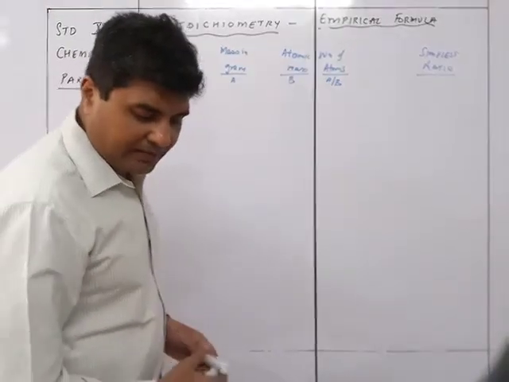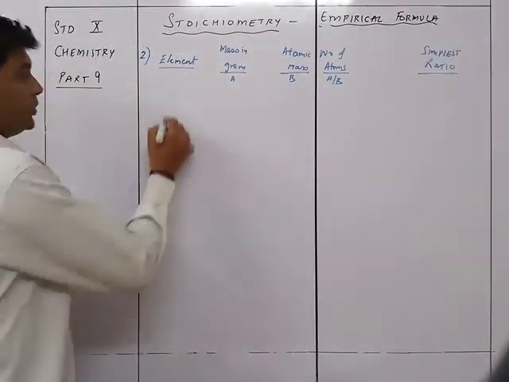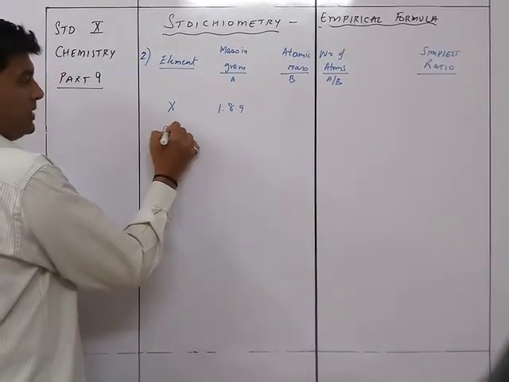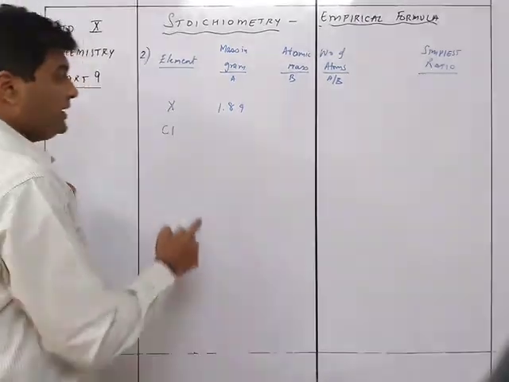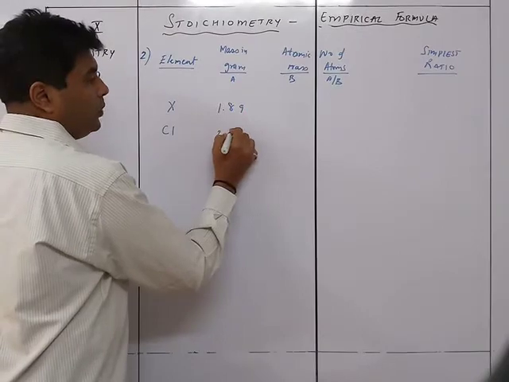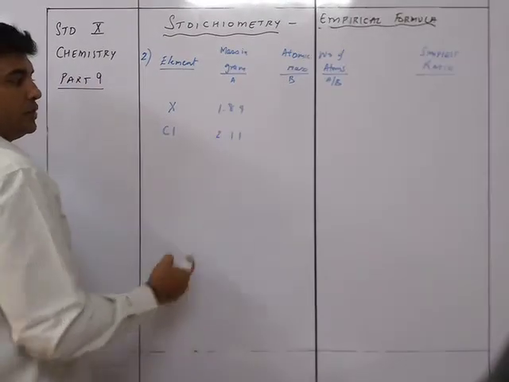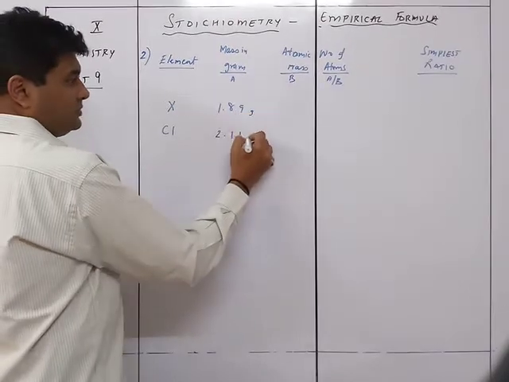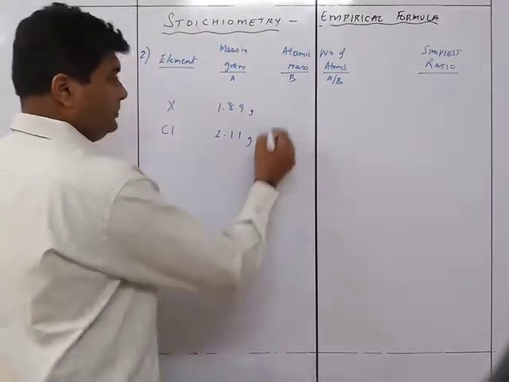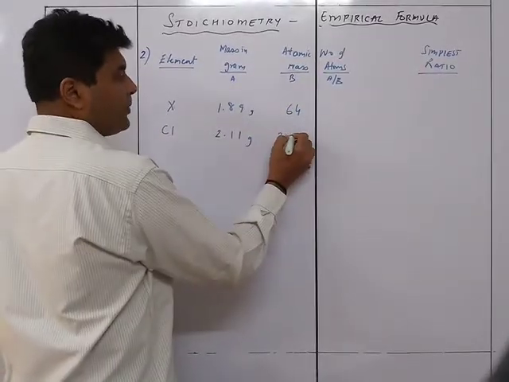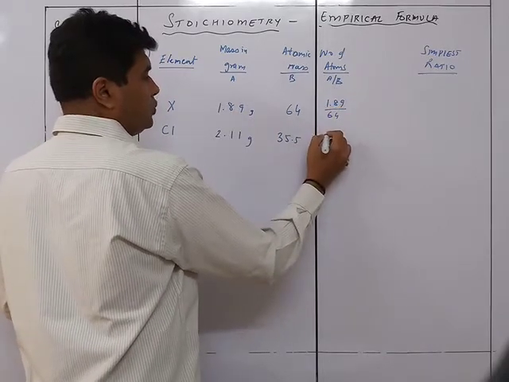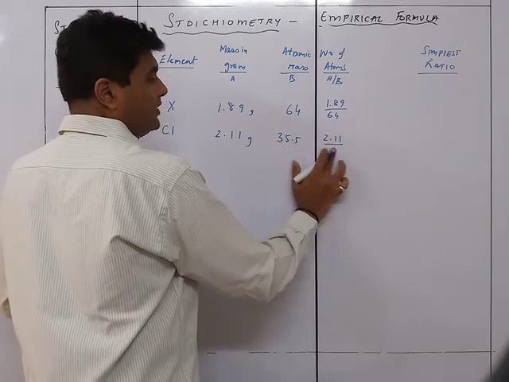So we are given that in the metallic chloride, X is 1.89 out of 4. Accordingly, Cl will be 4 minus 1.89, which is 2.11. This is in grams. The atomic mass of X they have given is 64, and Cl is 35.5.